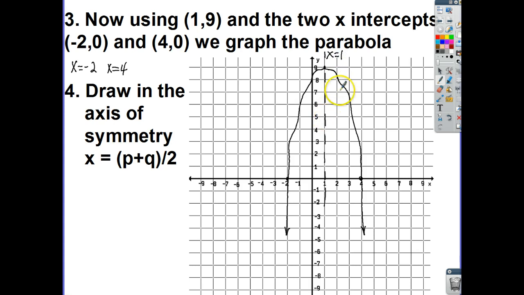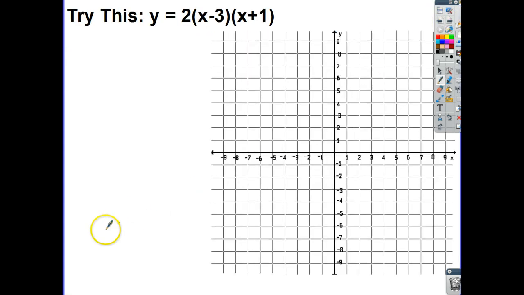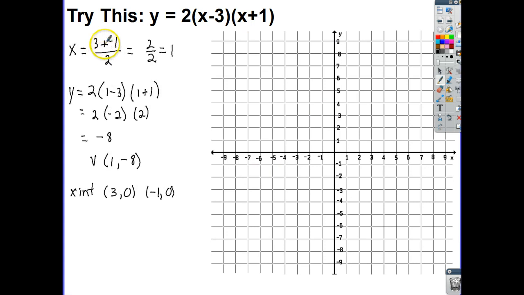Okay, and let's try one of these. Give you some time to do this. Okay, so x is equal to p plus q over 2. The opposite of negative 3, 3. The opposite of positive 1, negative 1. 3 plus negative 1 is 2. 2 divided by 2 is 1. That's the x-coordinate. So I've got that right here, 1.